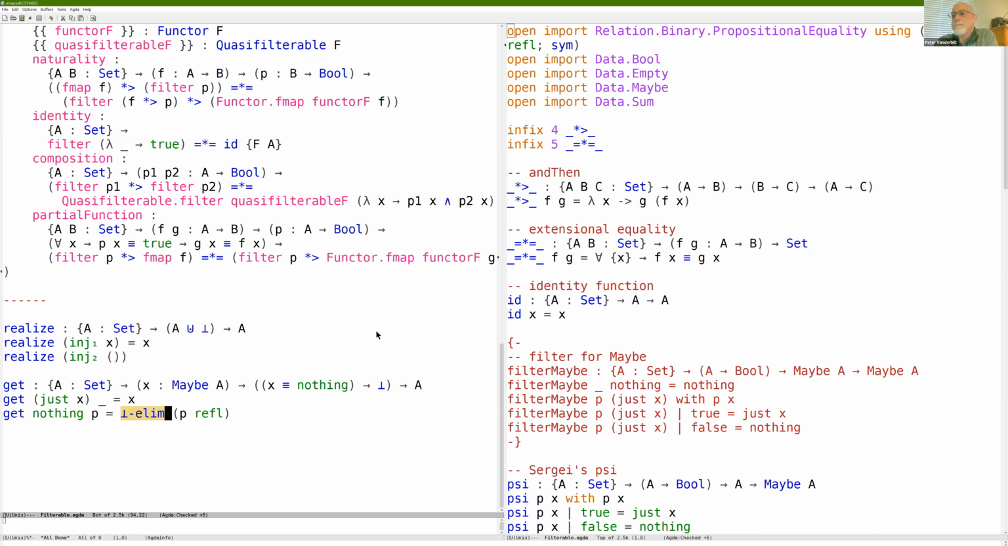P to be a type of a proof of some proposition. What I'm going to want is a proof that for all values that are in the filtered data structure, X isn't nothing. Would it be like that? No.